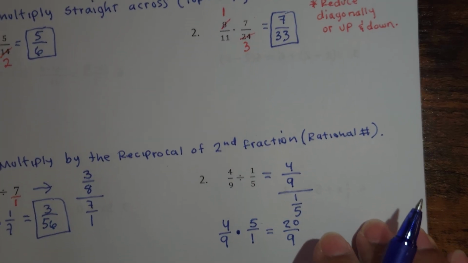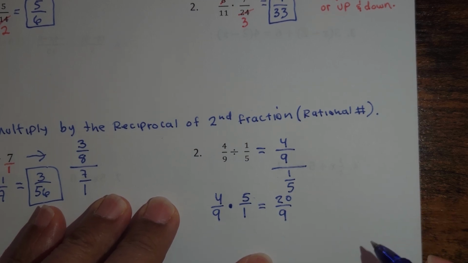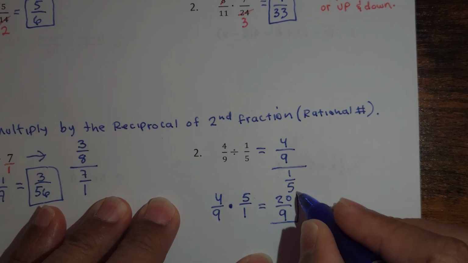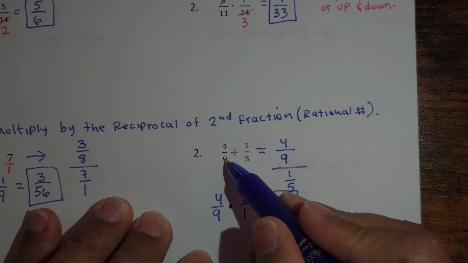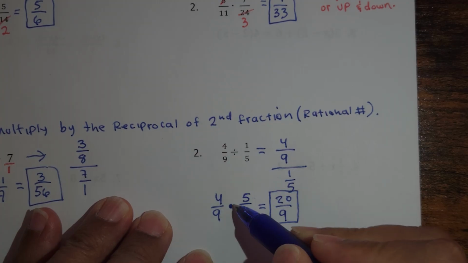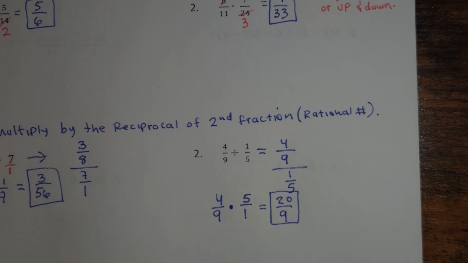Something that you learned when you were introduced to dividing fractions was the keep, change, and flip, KCF, right? So if you remember it that way, that's fine. Keep, change, and flip. So keep the first fraction, change the division sign to multiplication, and then flip the second fraction.